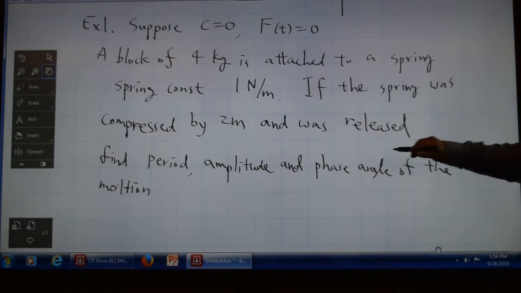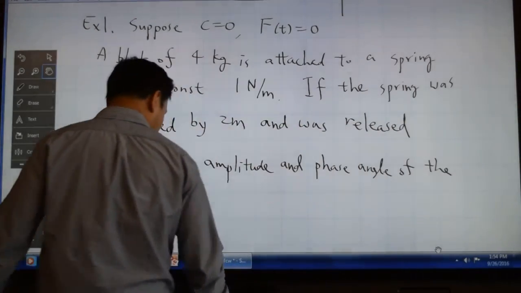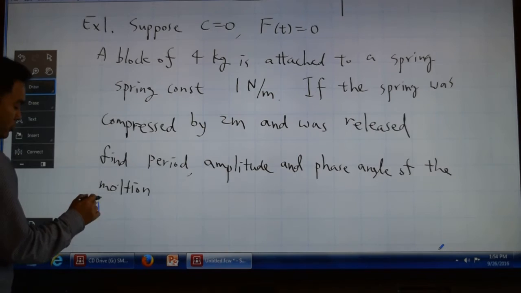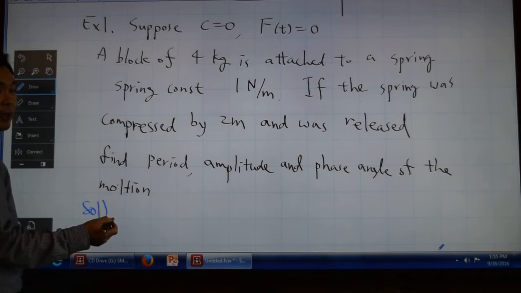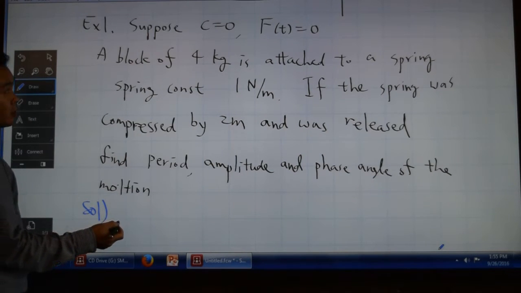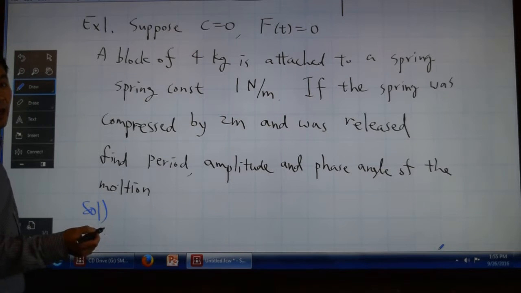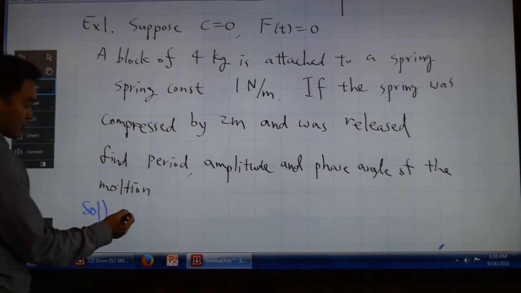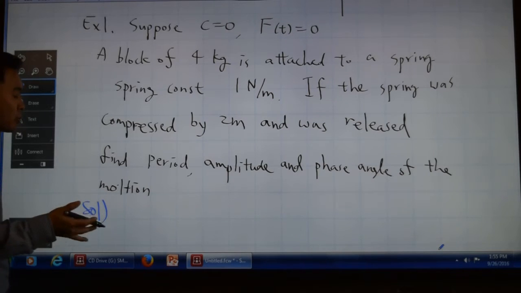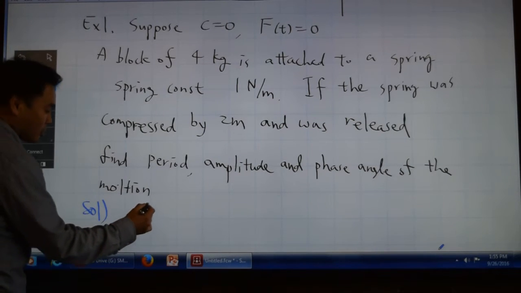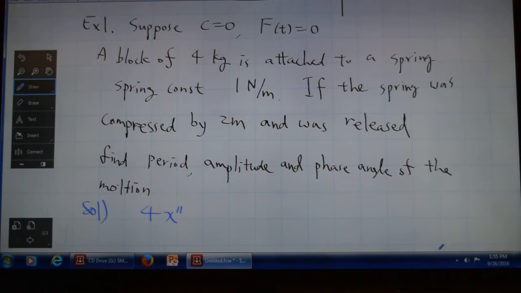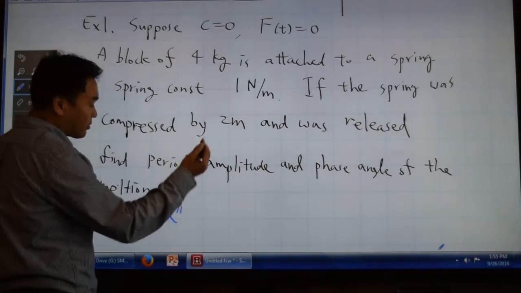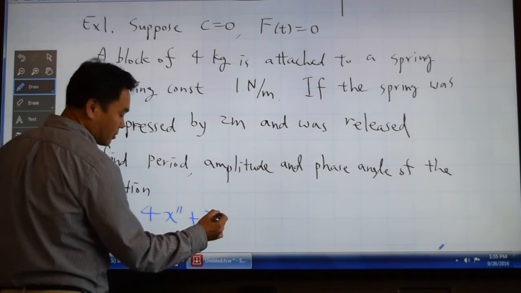Okay, so what should I write down for the equation? Here's the solution. Where do we start? What's the equation? The m x double prime. Yeah. M is what? M is the mass. It's how heavy it is. Not heavy. Mass is not the same as weight, but it's the mass, right? So it's 4 x double prime. What is k? 1. K is 1. C is 0. F is 0. So you have this.